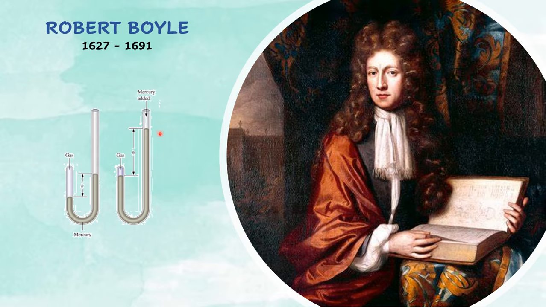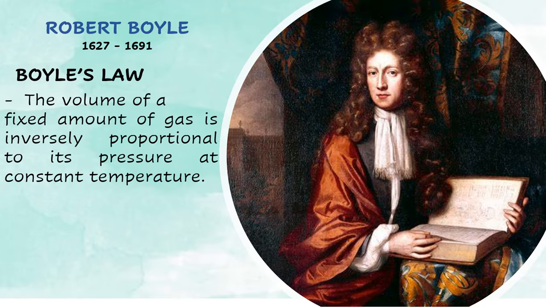Nagsalin si Boyle ng mercury sa open-side glass tube. Makikita na nag-increase yung height ng mercury sa open-side glass tube, and the volume of the clogged side was reduced. Robert Boyle calculated the mercury pressure from the height difference, and Boyle measured the reduced volume of the clogged glass tube.